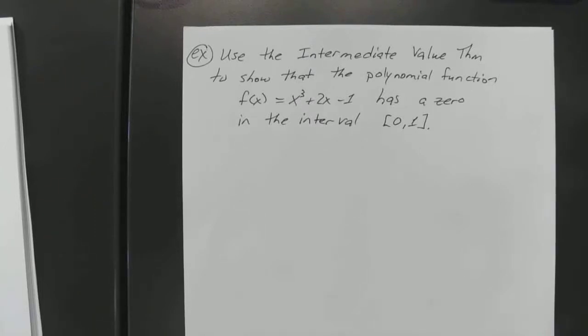So what they're saying is that if you have this graph and you look between the intervals 0 and 1, at some point that graph is going to cross the x-axis, or y will equal 0. And we just have to use the intermediate value theorem to show that that's the case.